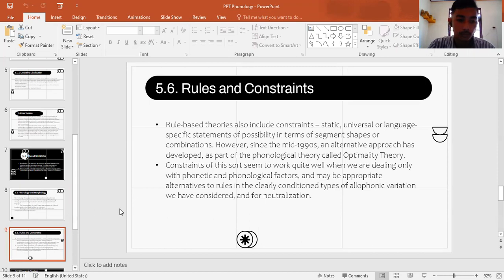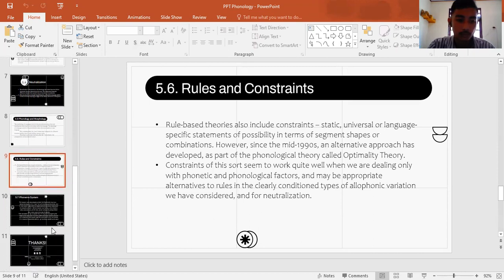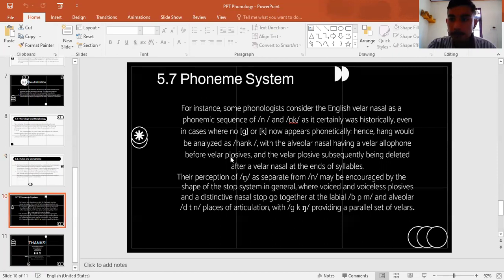Then the last material will be presented by Okta. Okta, time is yours.